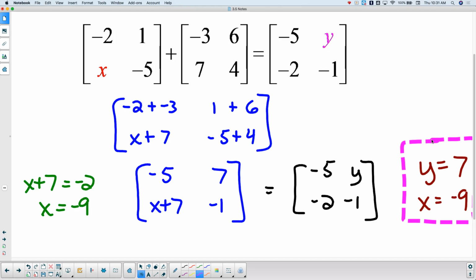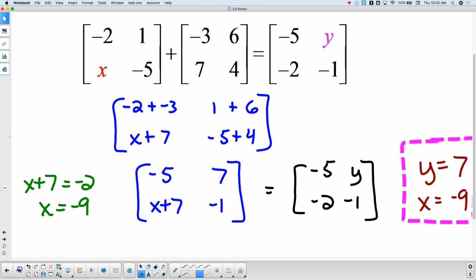Notice that this is not a systems of equations problem. So I don't have to put my answer in point form, because I'm not looking for the specific point in space where two lines cross, because I don't have lines. I have matrices in this case. So I can just list them out like that. But I need to know which one is which, so you can't just say 7 and negative 9. We'll get to another problem like that a little bit later on.